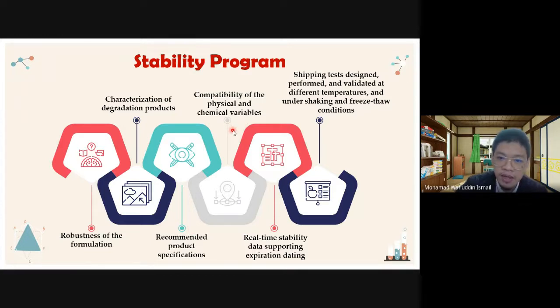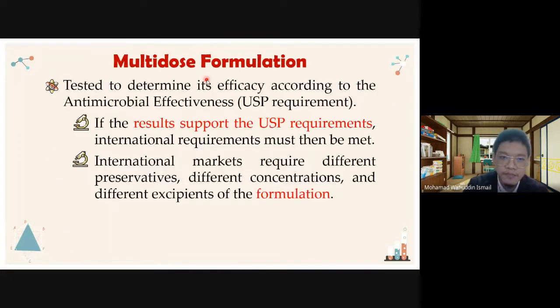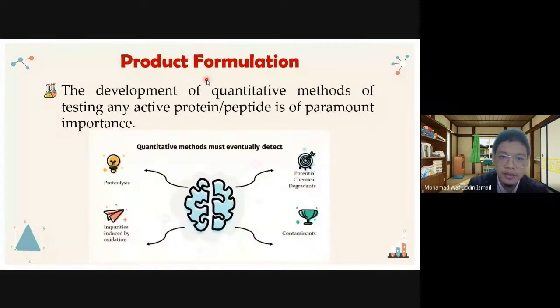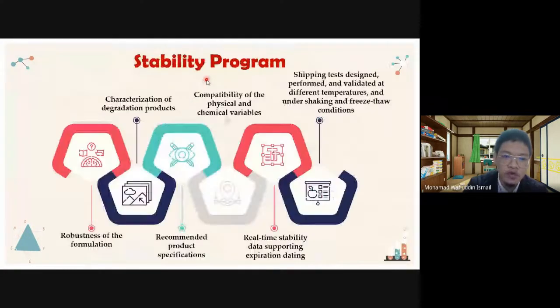Accountability of physical and chemical variables, and real-time stability data supporting the expiration date, shipping tested, designed, performed, validated at different temperatures, under shaking and freeze-thaw conditions. This kind of stability program is done after we already formulate the system, after we already know what kind of degradation reaction can occur.